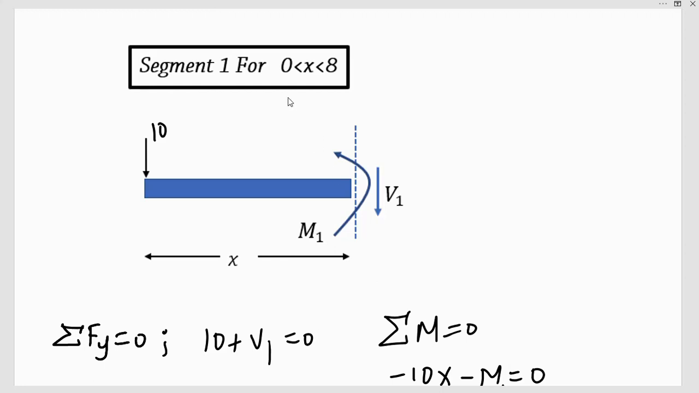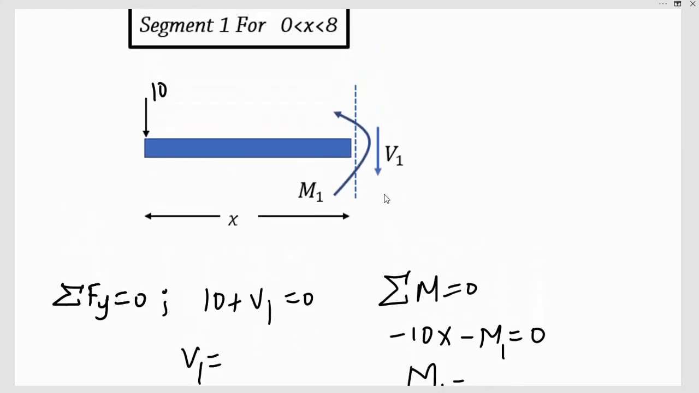So let us consider a section of 0 less than x less than 8. That is segment 1, from 0 to 8. What is happening between 0 and 8? We are calling the distance from here to the section x. Then we will have bending moments pointing in an anti-clockwise direction, but at the left of the section, we call it positive. Going downwards at this section, also pointing downwards, is the shear force, and it is going to be positive.